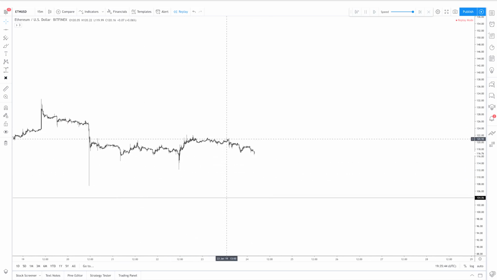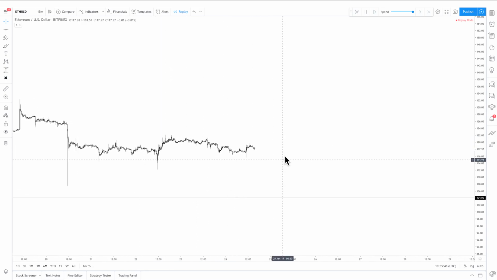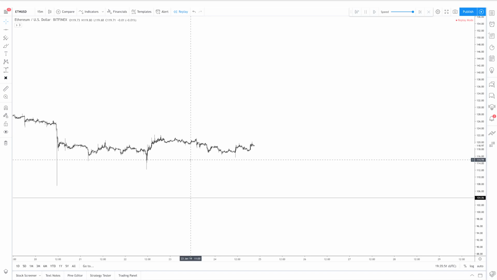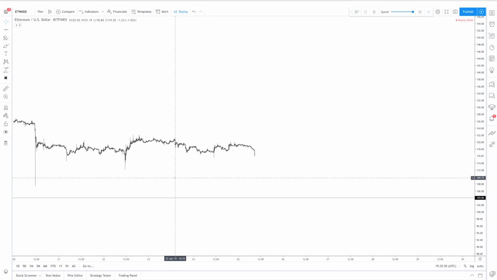And you can see that this is establishing kind of a range here, right? We're in a consolidation phase. Is this going to lead to expansion or contraction? In this case, continuation of the bearish market structure that we have just seen.